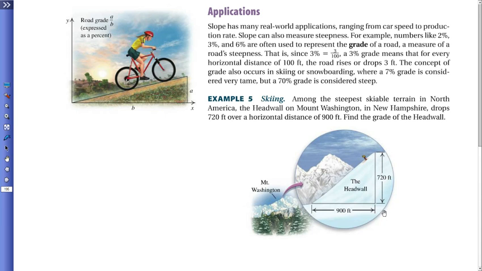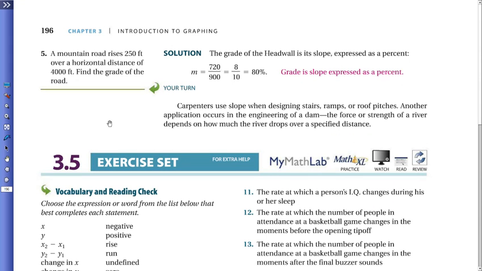And so what we have is a rise of 720 feet over a run of 900 feet. Sounds like slope, doesn't it? Well, when I want to illustrate that in something called grade, we take that fraction and make it a percent. That's all. In other words, I could represent that as some number over 100. That's what percent means. So I could take 9 and divide it into 720.